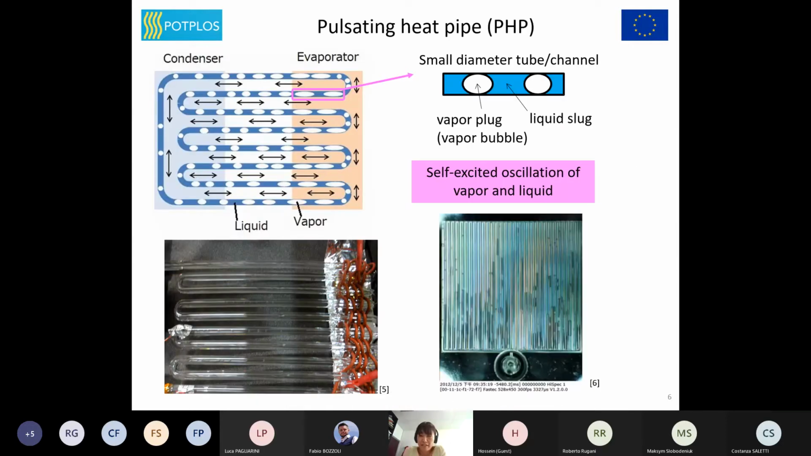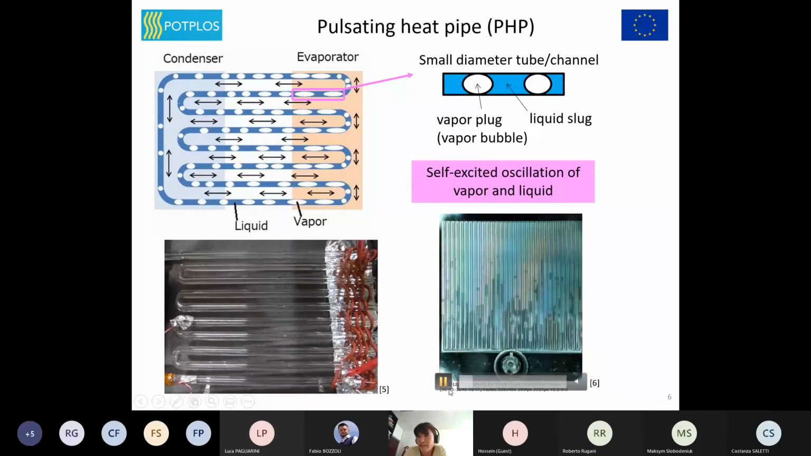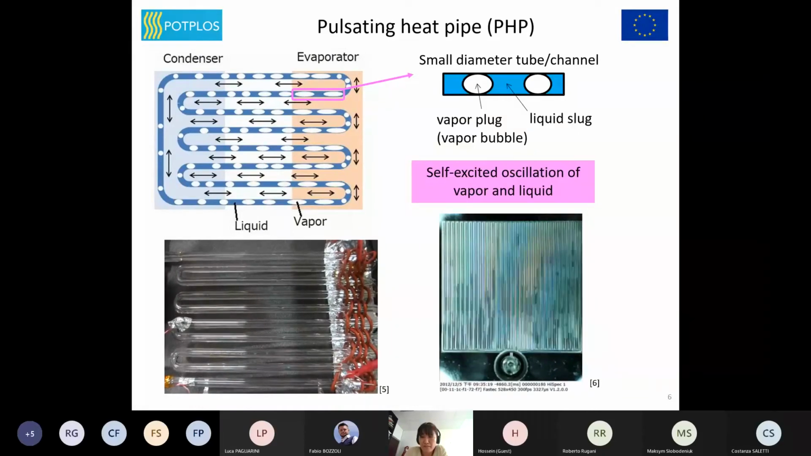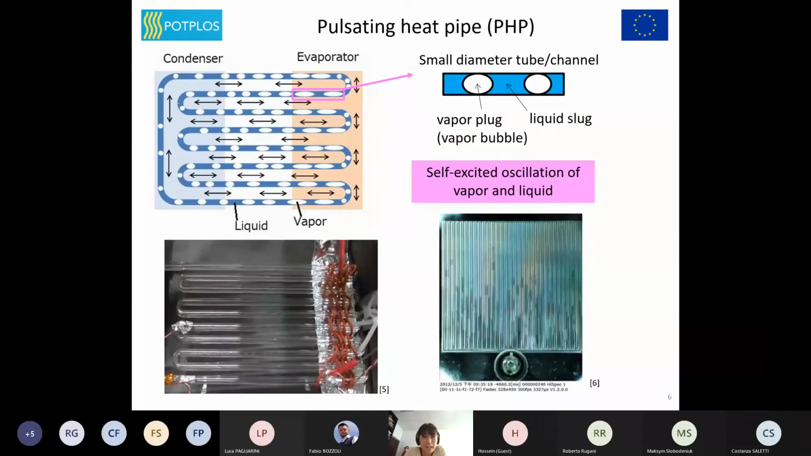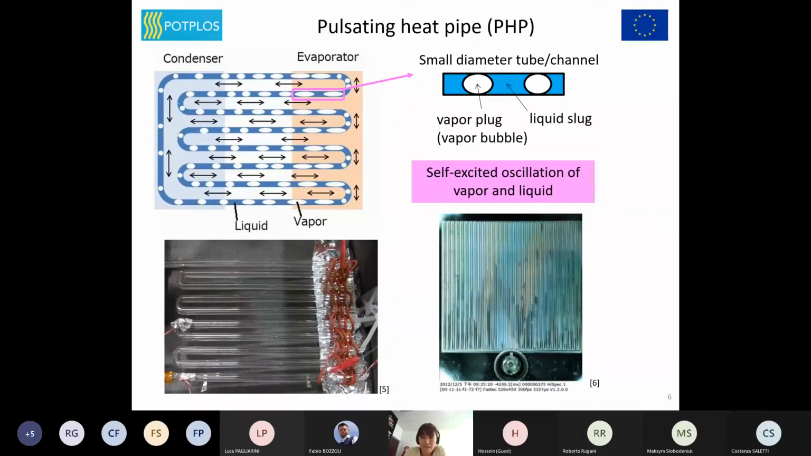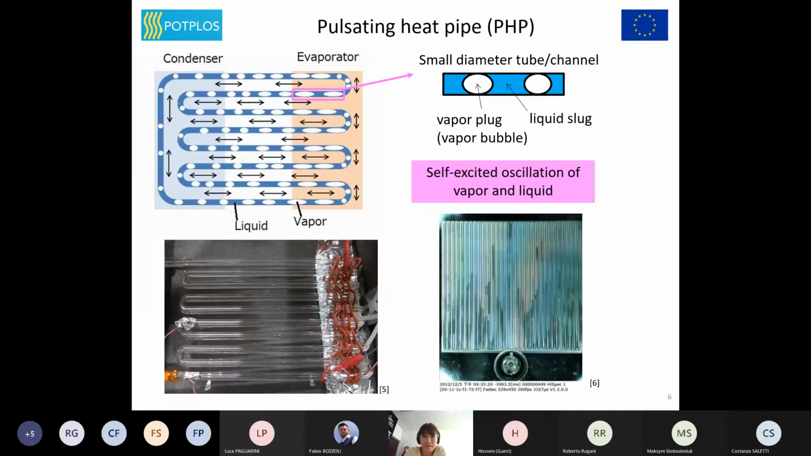A pulsating heat pipe, which we call PHP, or an oscillating heat pipe, is a new heat pipe invented in the 1990s. It is the same as a conventional heat pipe in terms of being a two-phase passive fluid device, but PHP has a different configuration. PHP consists of a capillary tube meandering between an evaporator and a condenser, and it does not have a wick.